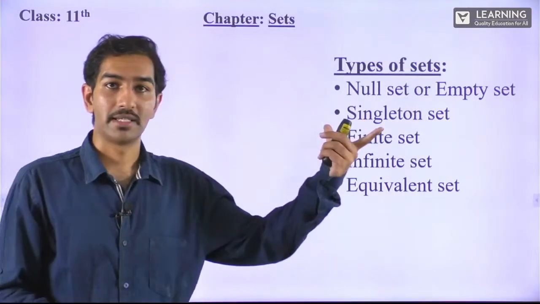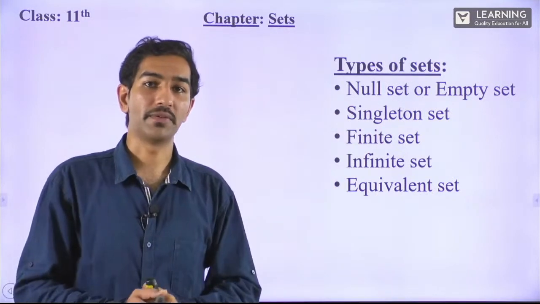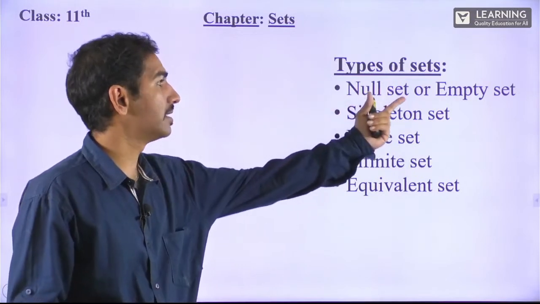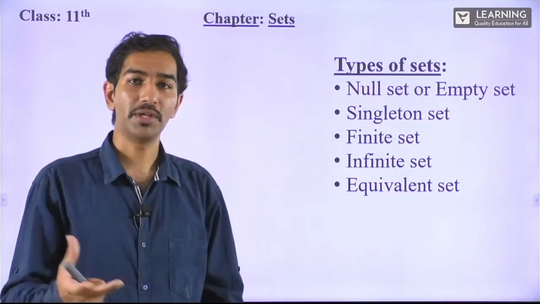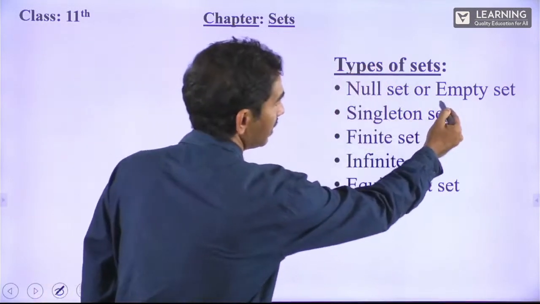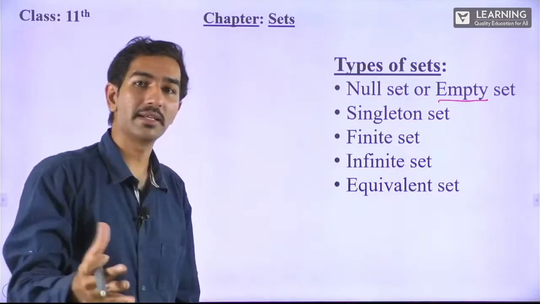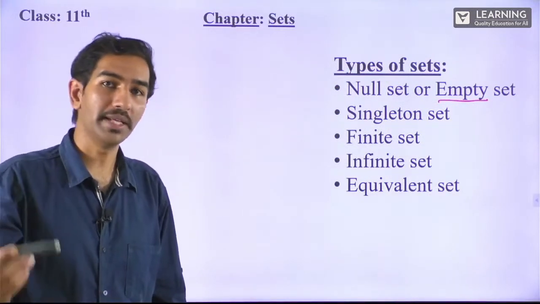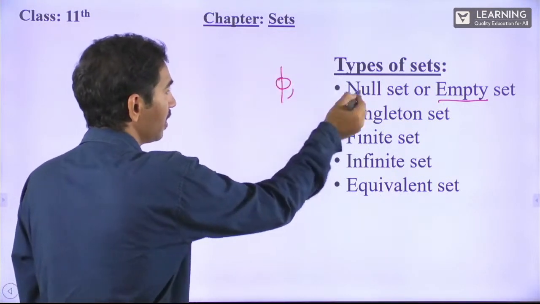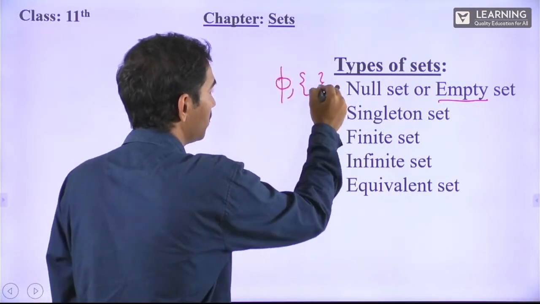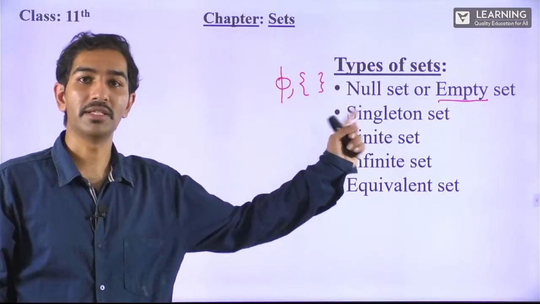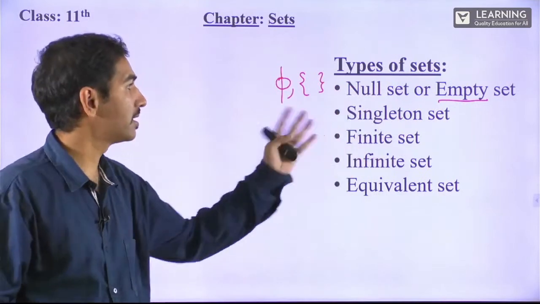Types of sets. So what are the types of sets? As you can see on the screen, the very first set is called the null set or empty set. So what is a null set, students? Null set is nothing but, as you can see, it is empty. It means there are no elements inside a null set. How do we represent a null set? It can be represented like this, phi, or it can also be represented with just two braces, and there are no elements inside this. So this is called a null set.